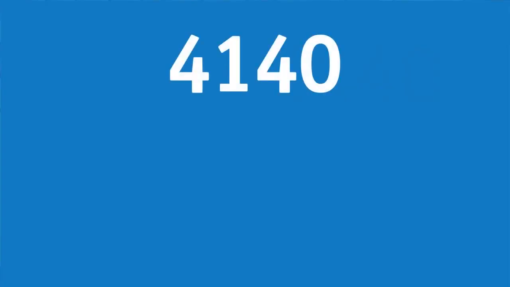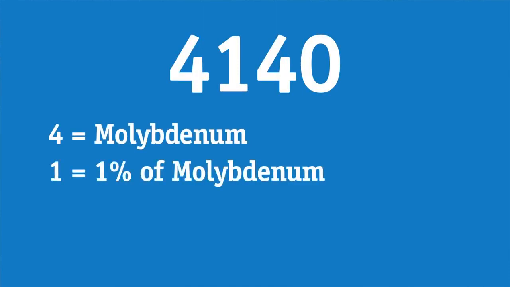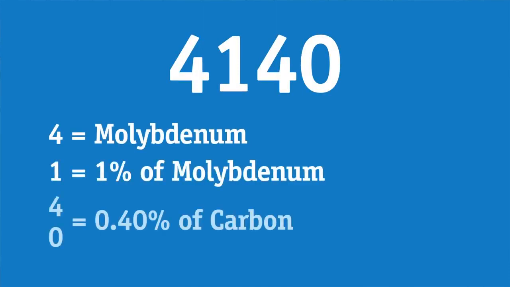Generally, but not always, the second digit in the series indicates the concentration of the major element in percentiles. The last 2 digits indicate the carbon concentration to 0.01%. So, 4140 indicates a molybdenum alloy steel containing 1% of molybdenum and 0.40% of carbon.